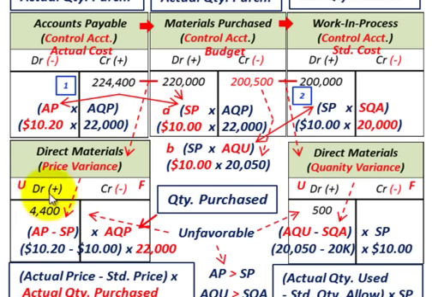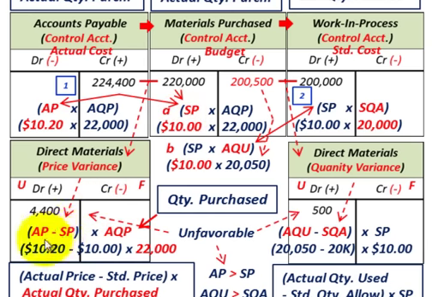So it's going to go in as a debit amount because you've had a credit in your accounts payable at $224,400, debit $220,000. So the difference is a debit in your direct materials pricing variance account of $4,400. You can look at it in terms of your actual price versus your standard price on a per unit basis.